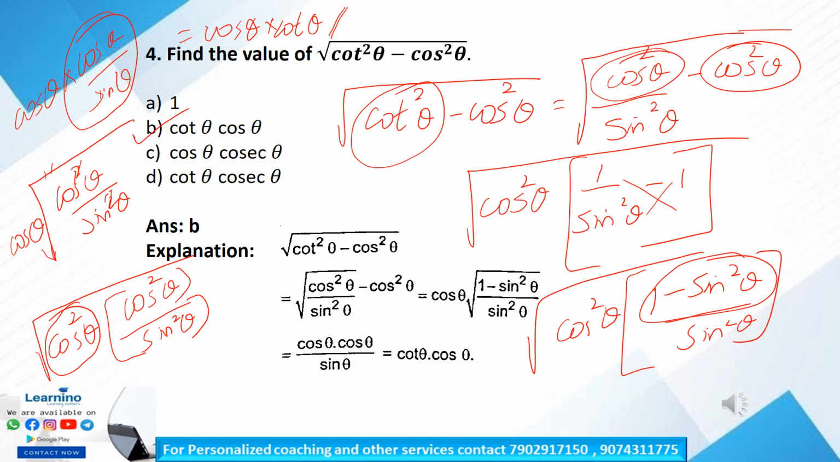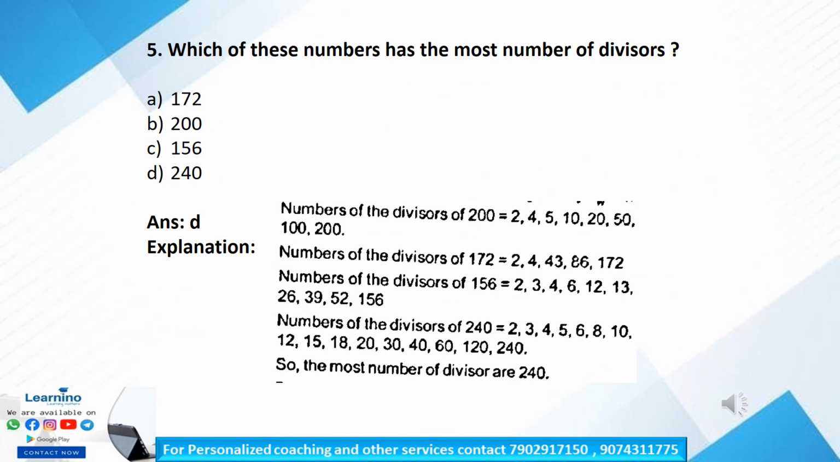Is it clear? So this is a procedure we have to follow, and this is another method, right? So this is the explanation of the fourth question. That is, root of cot square theta minus cos square theta is equal to cot theta cos theta. Is it clear? So next question, question number 5. Which of these numbers has the most number of divisors?